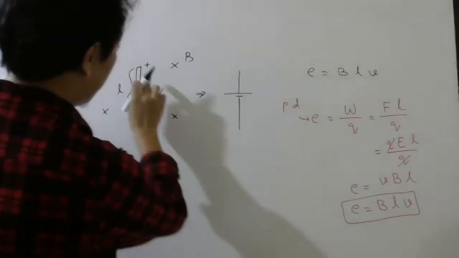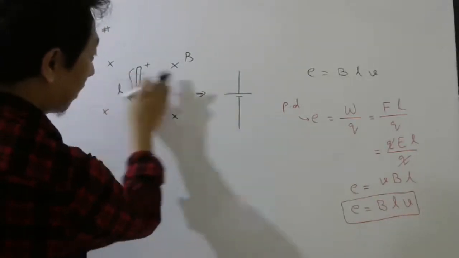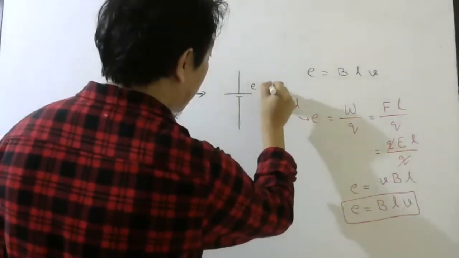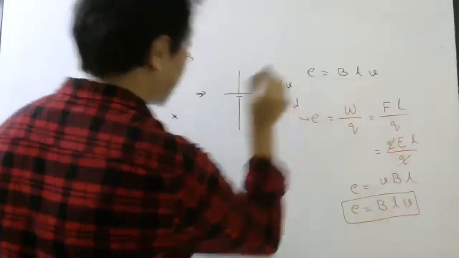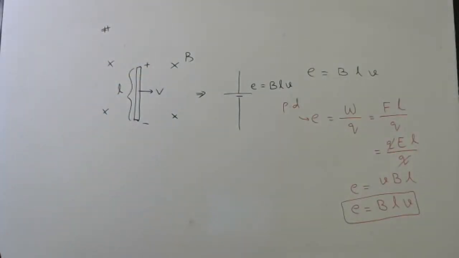Whose positive should be here if the rod is moving this way, and the EMF of the battery will be BLB. So this is what you need to remember.